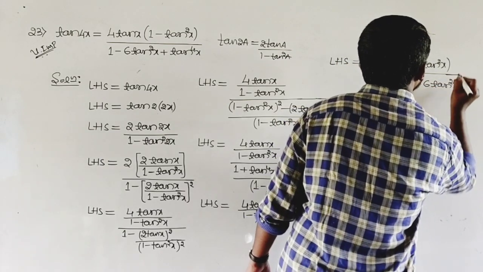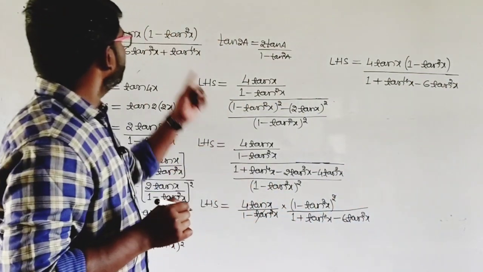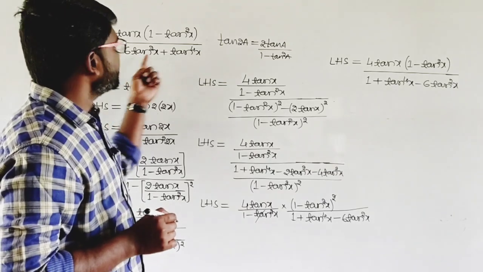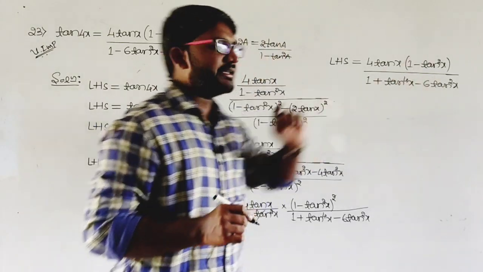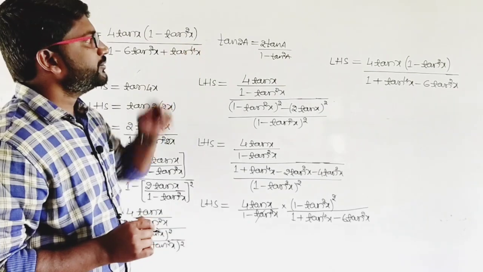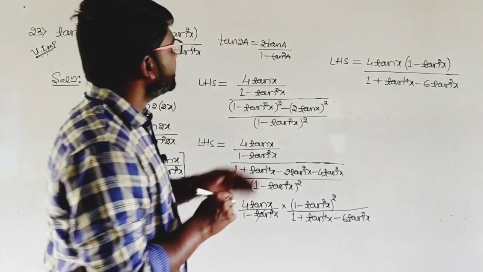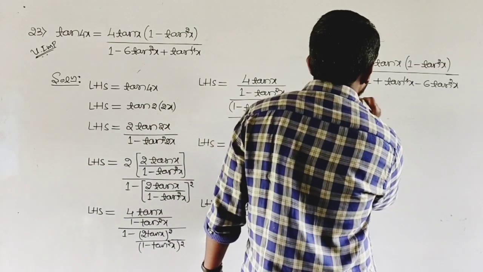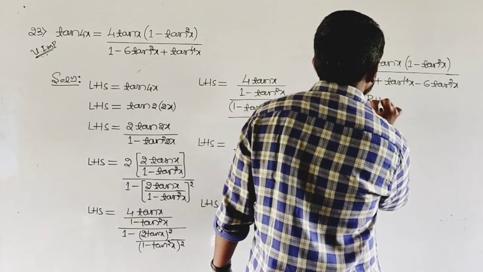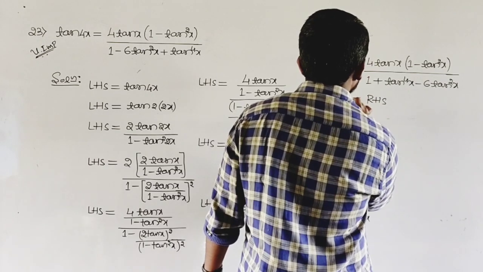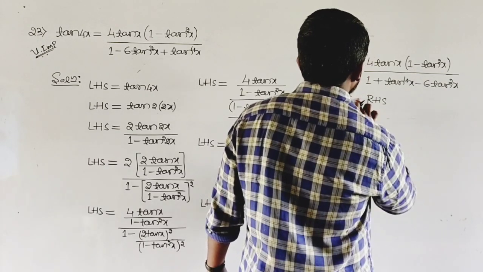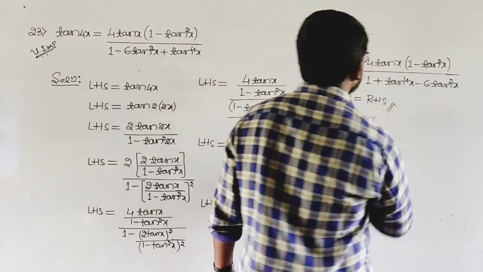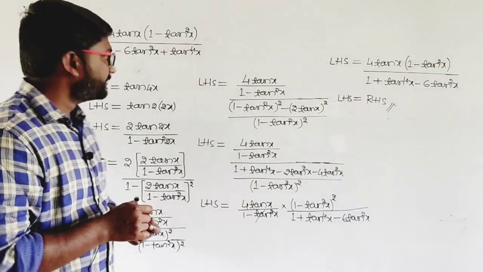So check the given RHS. 4 tan x into the bracket 1 minus tan square x divided by 1 minus 6 tan square x, and then plus tan raised to 4x. So this is the required RHS. Here we have proved that LHS equals RHS, and it is a little bit lengthy. You need to be very good in simplification to get the final answer.